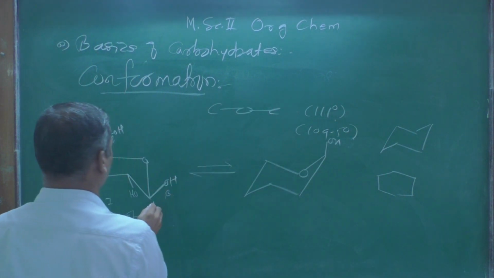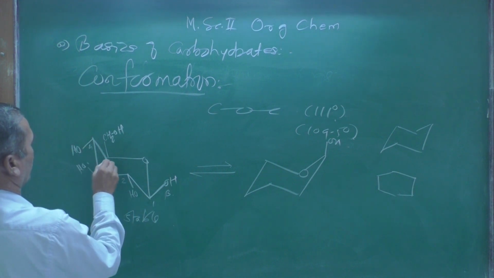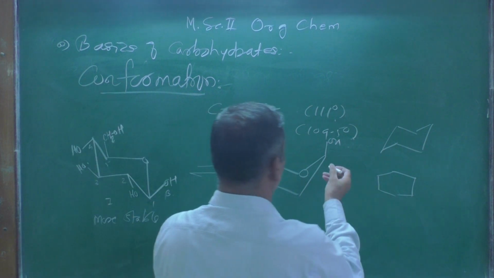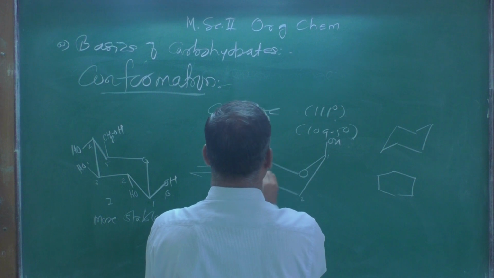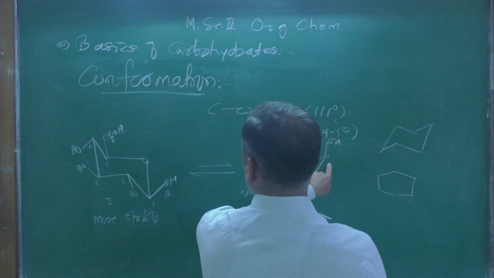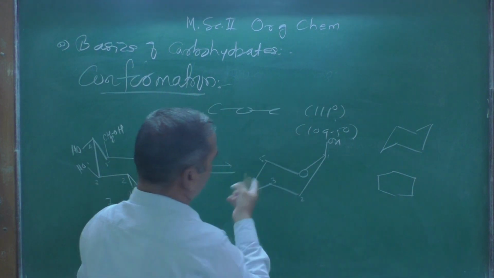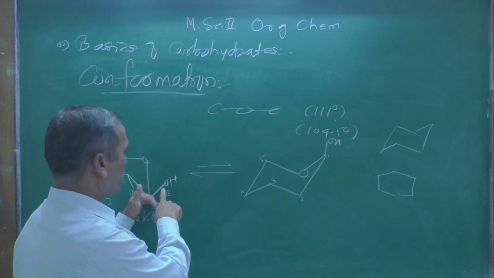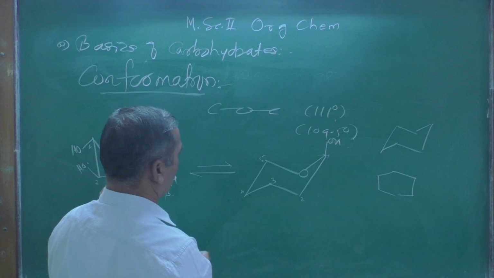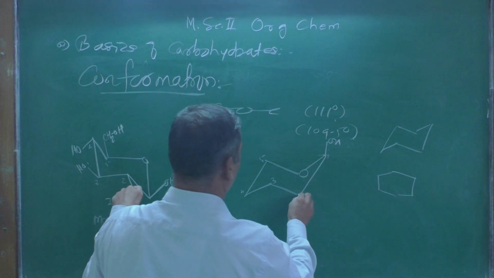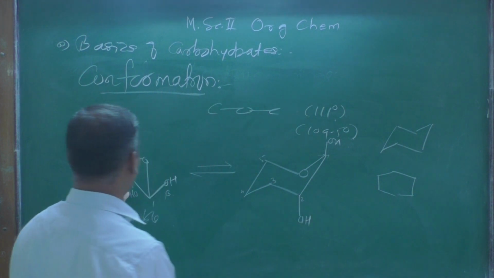If you number the carbons 1, 2, 3, 4 and 5, and the 6th one is a hydrogen, so it will be 1, 2, 3, 4 and 5. Look at position 1: the hydroxy group remains above the plane, but it becomes axial. Here it was equatorial, now it becomes axial. At carbon number 2, it is below the plane, and that becomes axial. Equatorial is converted into axial.